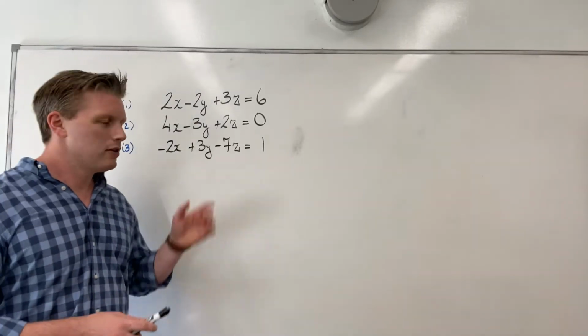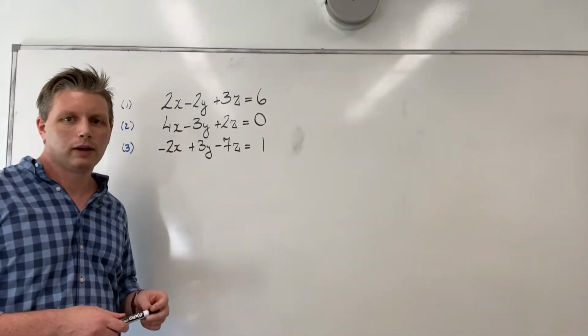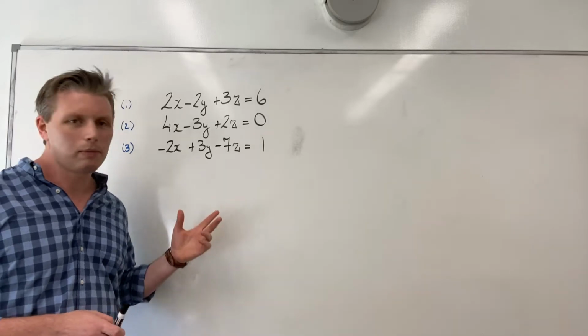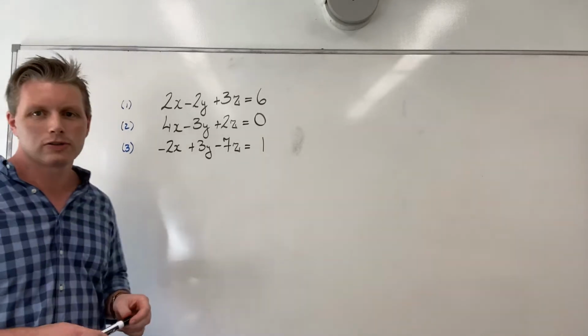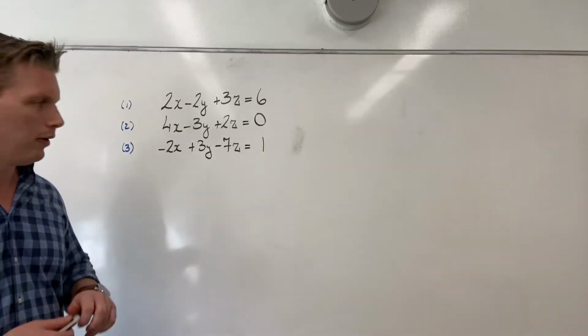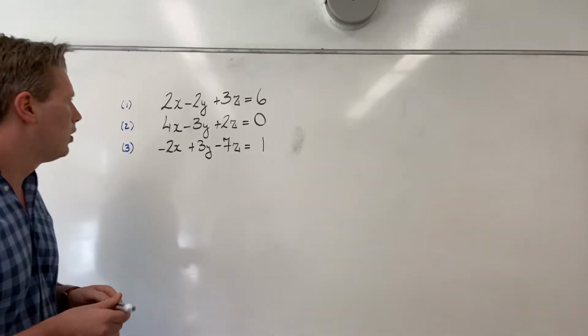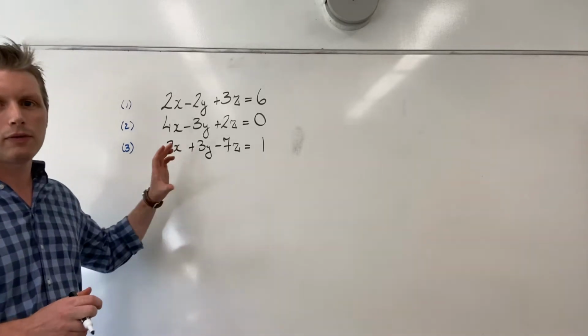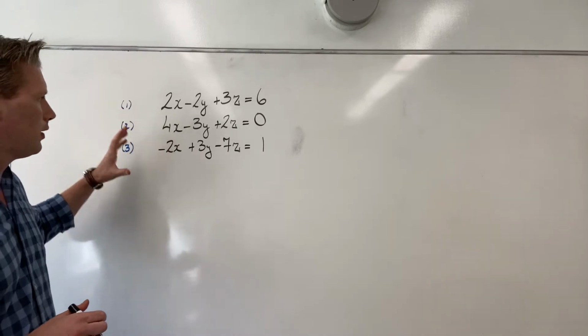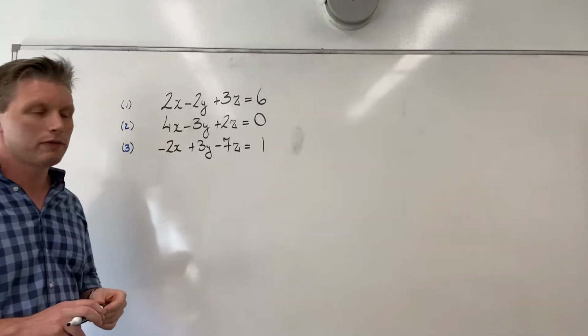All right, guys, we have another system of equations problem right here. Again, 3 equations with 3 unknowns. All right, let's get to it. We know what we've got to do. We've got to take out 2 of these equations and cancel one of the variables.